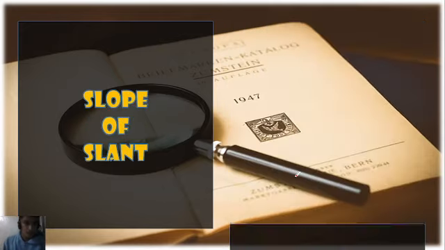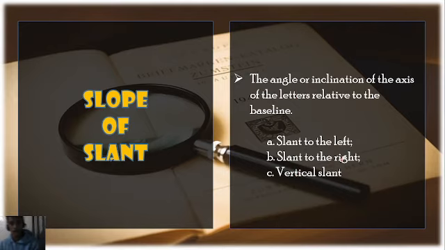Okay, and we have here slope or slant. So meron po tayo yung slant to the left na pagsulat. Meron din po tayo yung slant to the right. And then meron din po tayo yung vertical slant. Or we're simply referring to the angle or inclination of the axis of the letters. Meron yung iba pag ganun magsulat, yung iba naman pabaliktad. That is the slope of their handwriting, yung iba straight. And that is for the slope or slant.